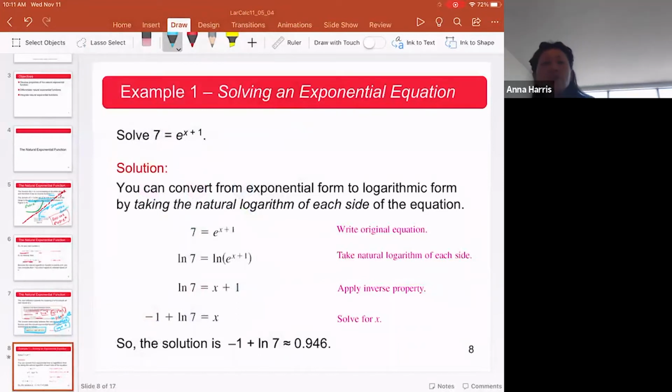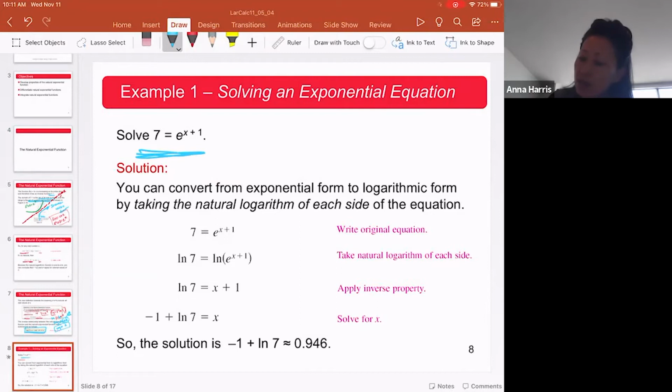All right. So we're gonna use that property to solve this: 7 equal to e to the x plus 1. Since we cannot solve it as is, we're gonna place natural log in the front of that. So I'm gonna put natural log in here, natural log over here. So you have this.